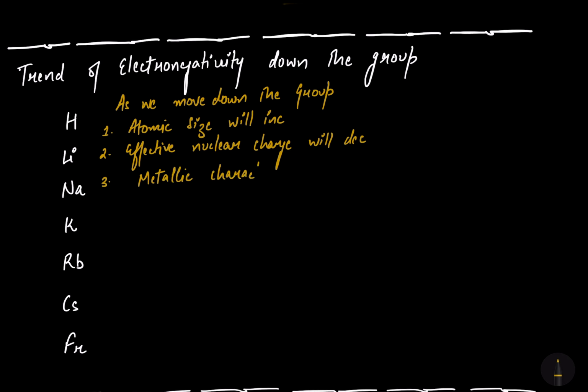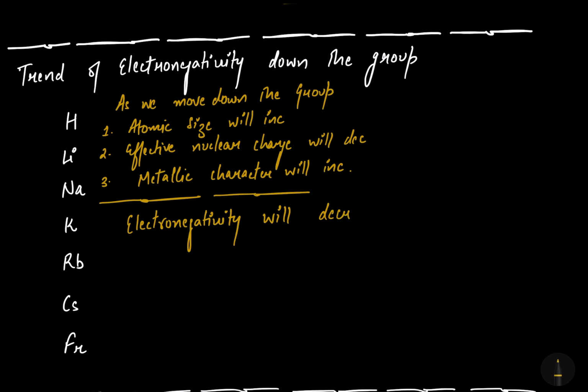Metallic character will increase, that is, the tendency to lose electrons will increase, because atomic size has also increased and effective nuclear charge has decreased. So the metallic character will increase down the group, and all these factors will contribute to the fact that electronegativity will decrease down the group. Electronegativity will, very importantly, decrease down the group.